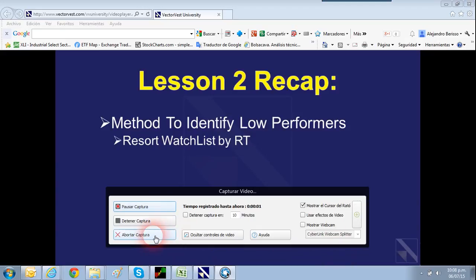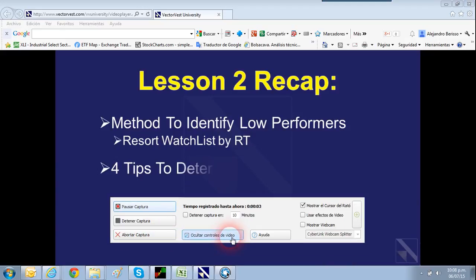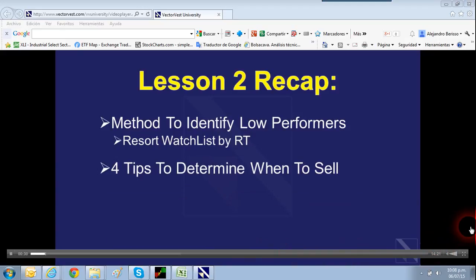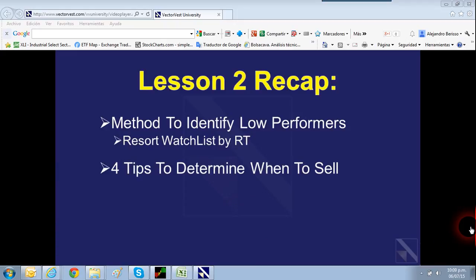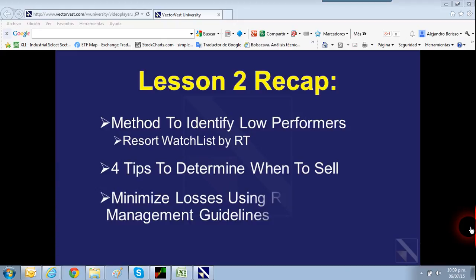making money with VectorVest, and that's to read a graph. And to do that, we looked at 4 tips to look for on a graph to help you determine when to sell. And you also learned how to minimize your losses using 2 very important risk management guidelines. At this point, you should have set a stop price for every stock currently in your portfolio.